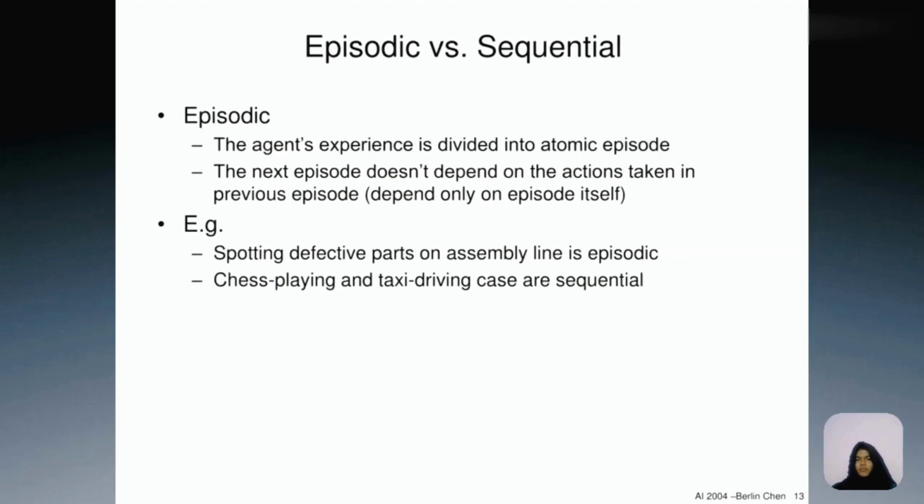We have episodic versus sequential environments, that is, the agent's experience is divided into atomic episodes. The next episode doesn't depend on the actions taken in the previous episode, it depends only on the episode itself. Example: spotting defective parts on an assembly line is episodic, while chess playing and taxi driving are sequential.